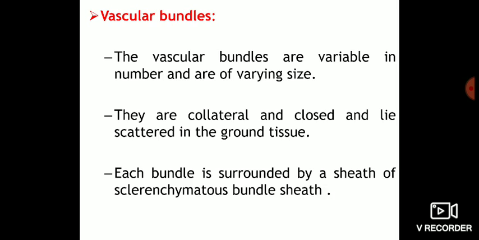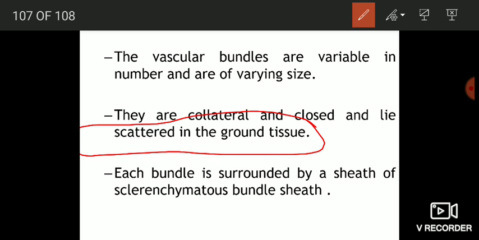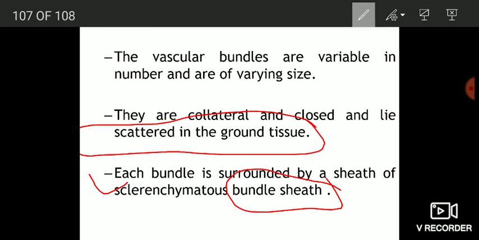And they are also endarch. Endarch means protoxylem is towards center and metaxylem towards periphery. And most importantly, all these vascular bundles lie scattered in the ground tissue. They do not form a ring-like structure as is found in case of dicots. In case of monocots, the vascular bundles are scattered. They do not form a ring-like structure. You have to remember this. And each vascular bundle is surrounded by a sheath of sclerenchymatous cells, which is known as bundle sheath.